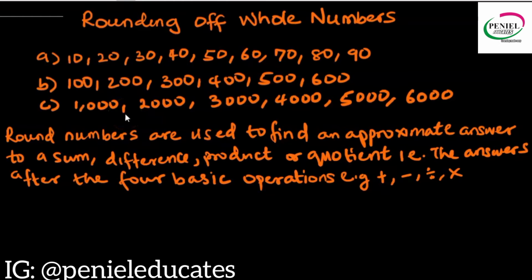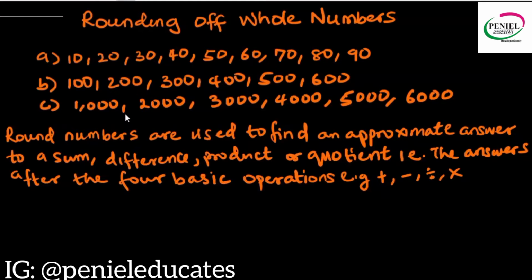Round numbers are used to find an appropriate answer to a sum, difference, product, or quotient. If we're talking about round numbers, we're looking at the answers that we get from using basic operations like addition, subtraction, division, and multiplication. Then we round off those answers to whole numbers.